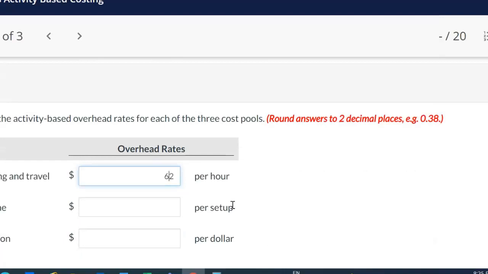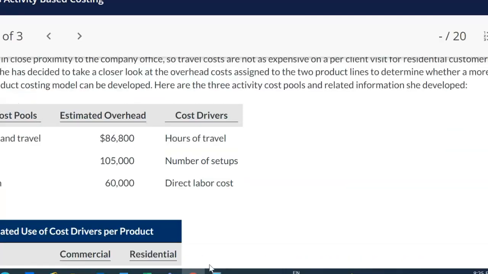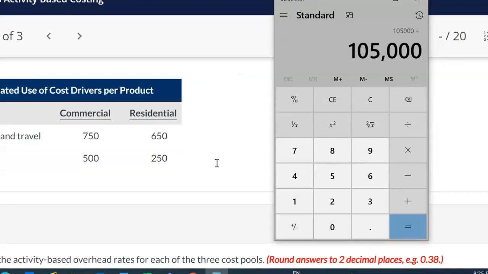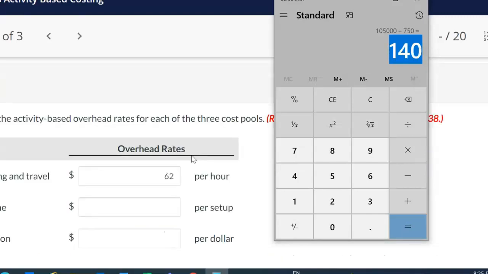Now do the same for setup time. Setup time was what? Go down, Farah. Yes, very good. Now, how many times? 750. Right. 140.